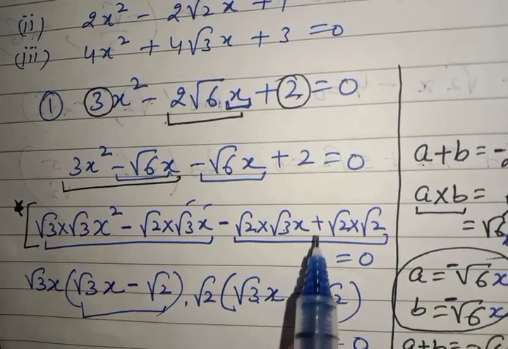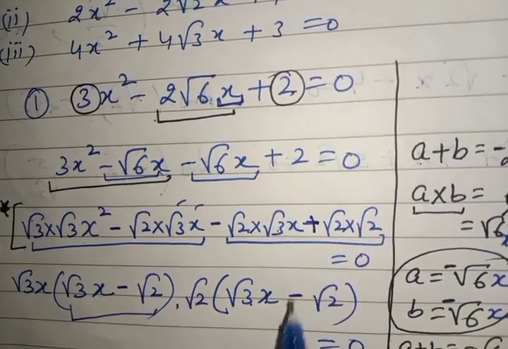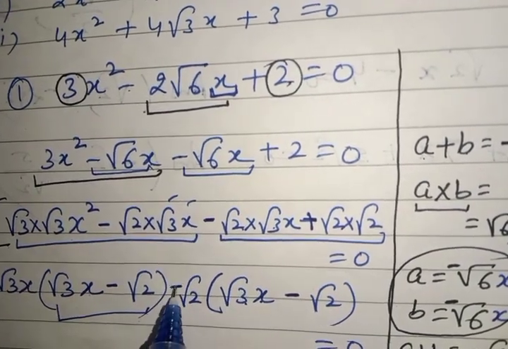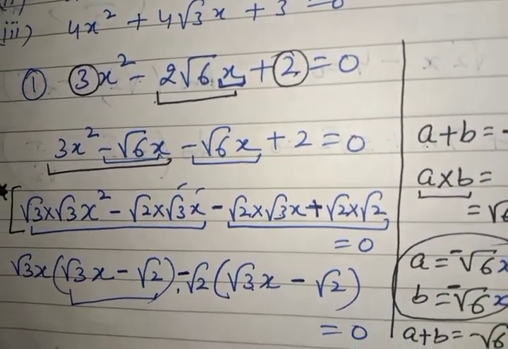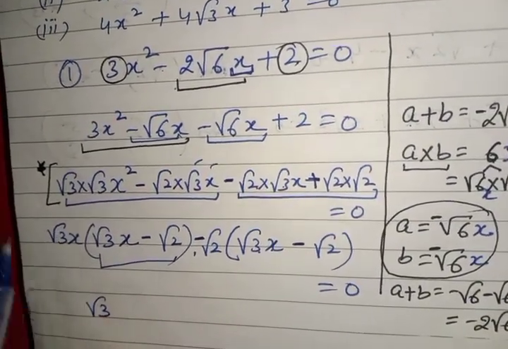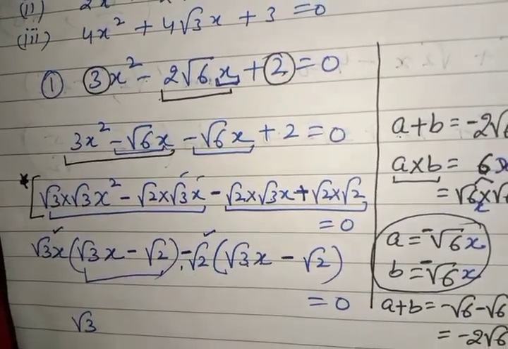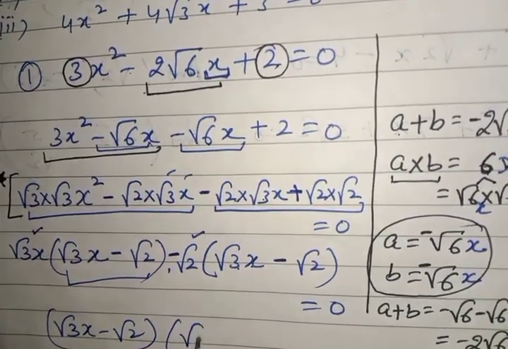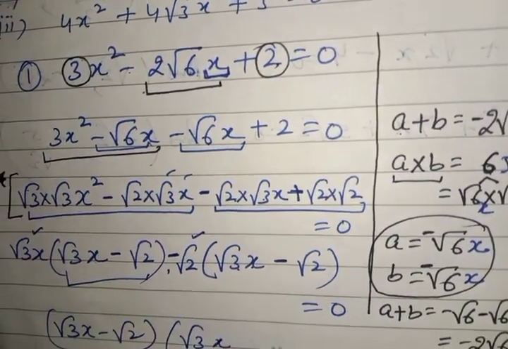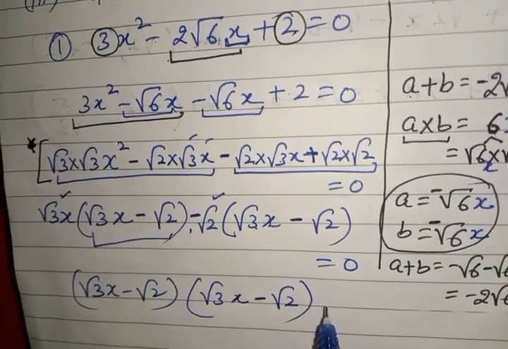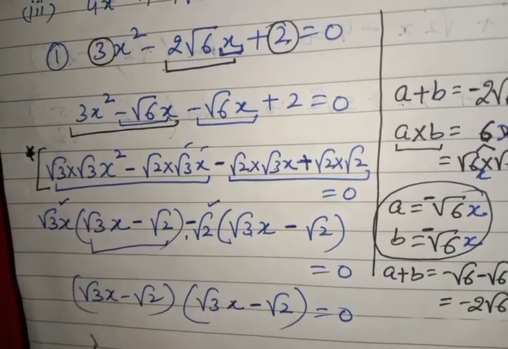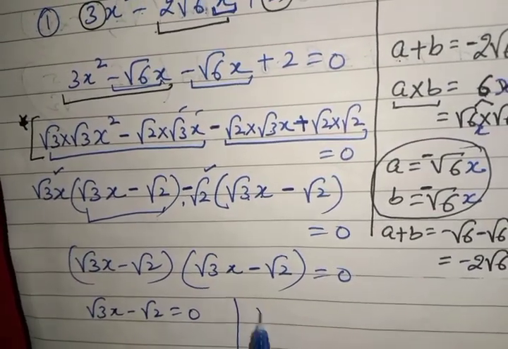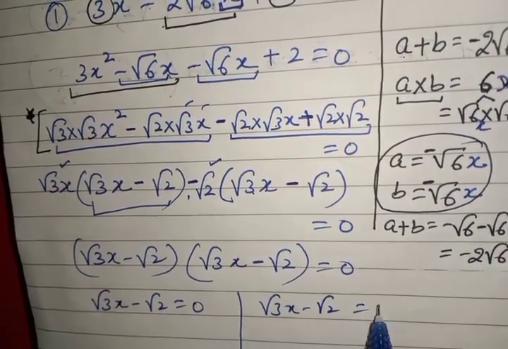Now see, here sign is plus and here I have written minus. Here sign is minus and I have written plus. So it means I have to take minus common. First bracket includes these two, root 3x minus root 2, and out of these two brackets we will write the second bracket. This is equals to 0. Rest you know how we can solve it. Root 3x minus root 2 is equals to 0, and root 3x minus root 2 is equals to 0.